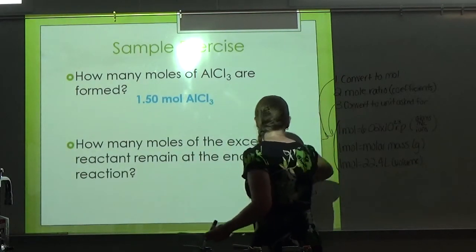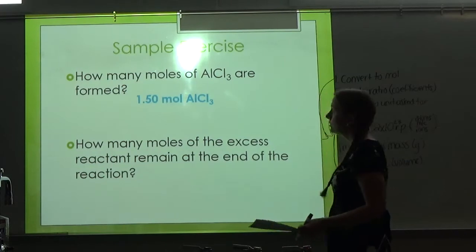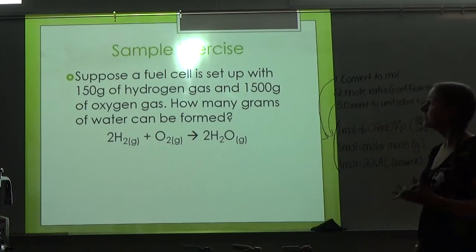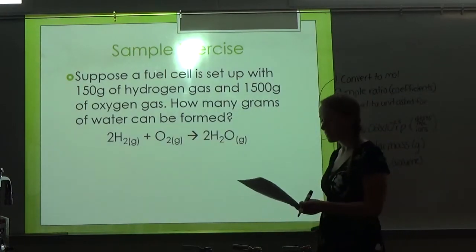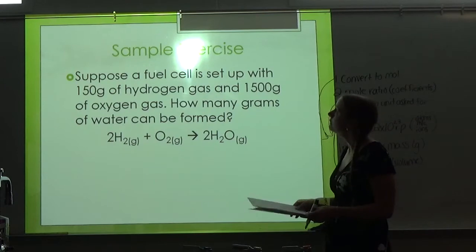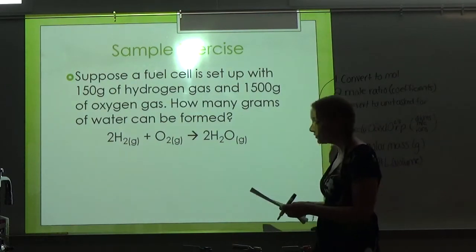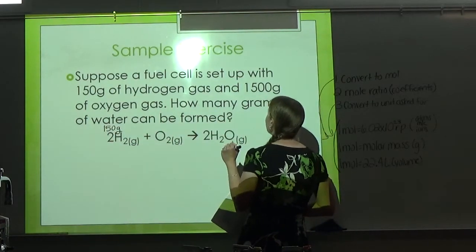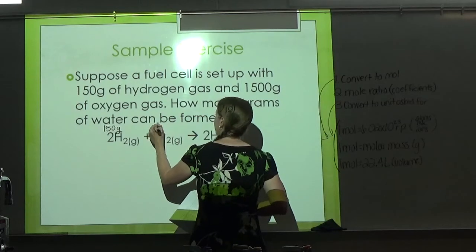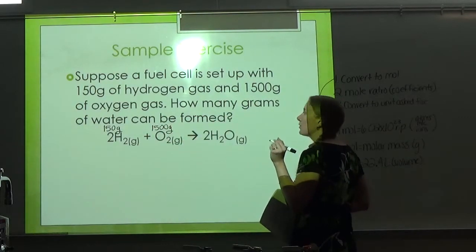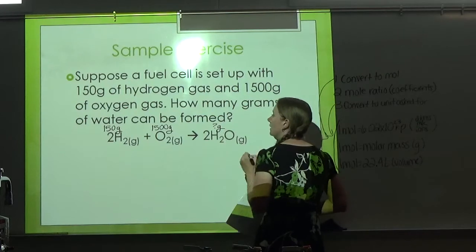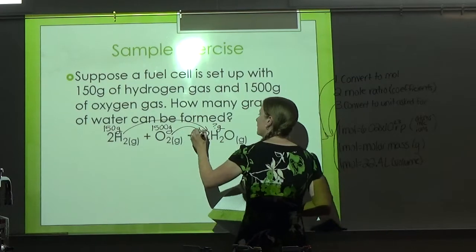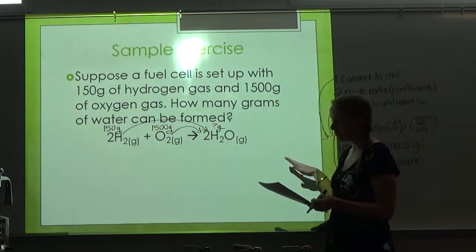The basic 3-step stoichiometry problem is the backbone of this whole chapter, so you've got to get good at doing that. Skipping steps is always nice, but you've got to be able to do all the steps. Alright, so our next one, it says, suppose a fuel cell is set up with 150 grams of hydrogen gas, and 1,500 grams of oxygen gas. How many grams of water can be formed? Alright, so I'm going to have to go from here to here to get how many grams, from here to here to get how many grams, and then of course I'm going to pick the lower of the 2.